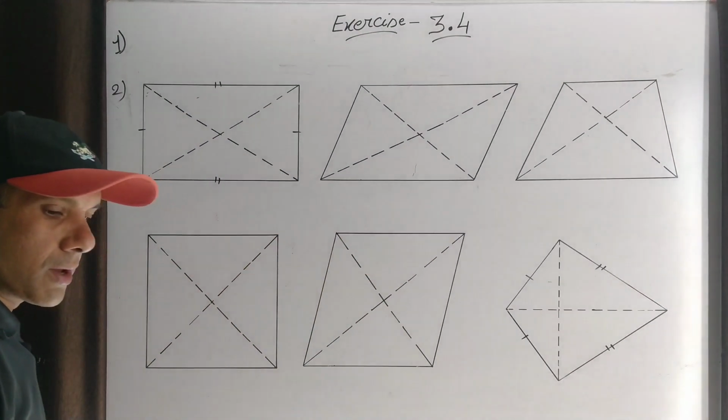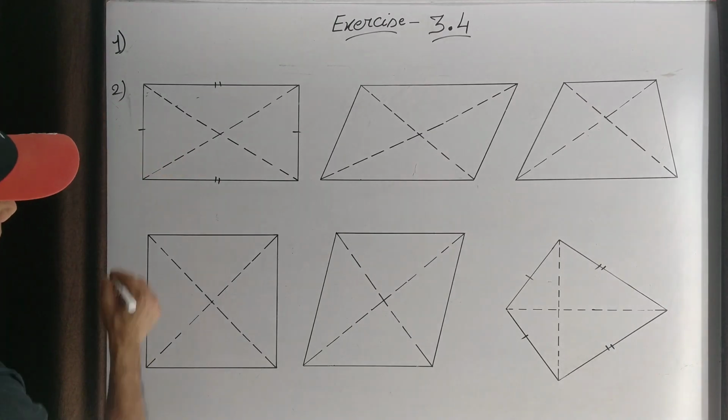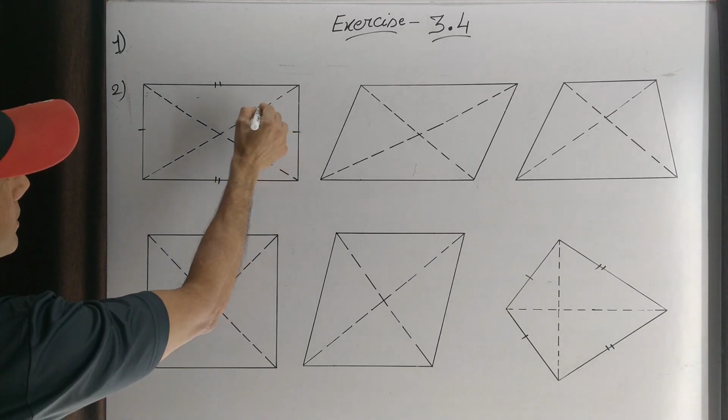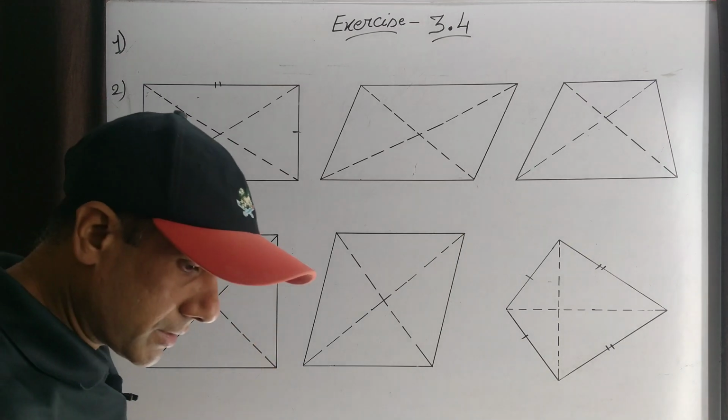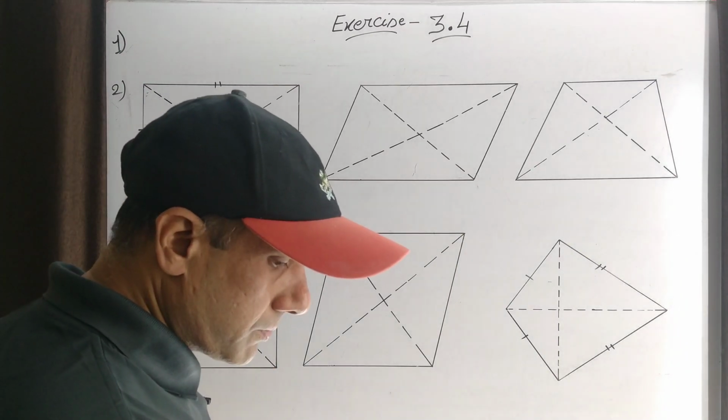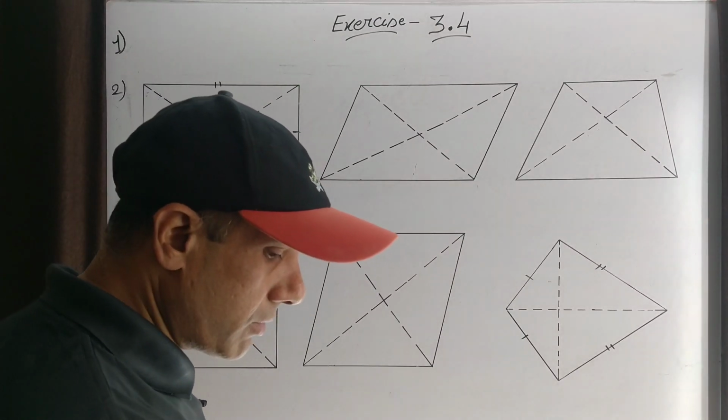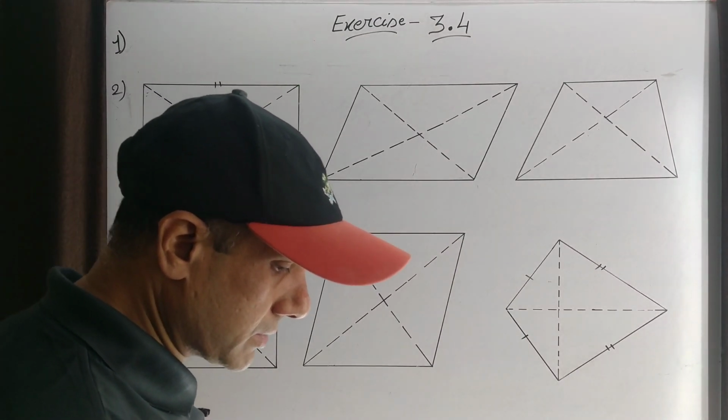2b, four right angles. A rectangle has all four interior angles equal to 90 degrees. In a square, all four interior angles are 90 degrees. So squares and rectangles have all four angles which are right angles.